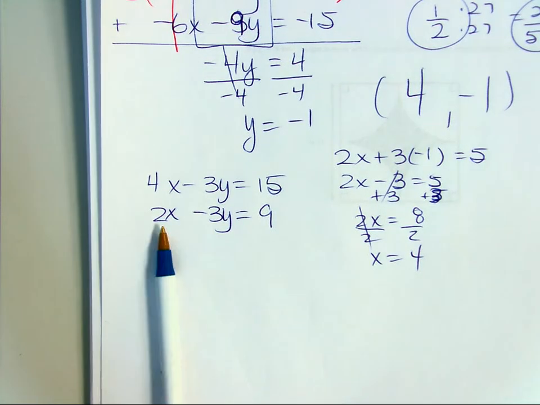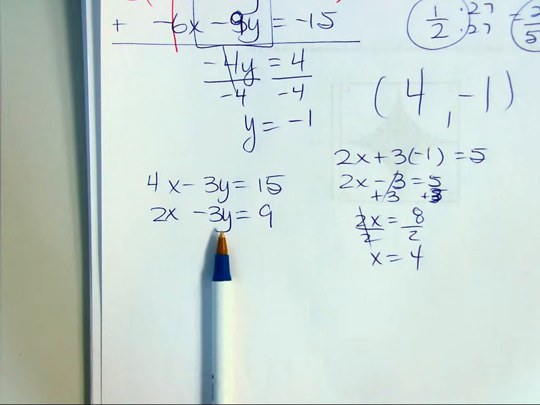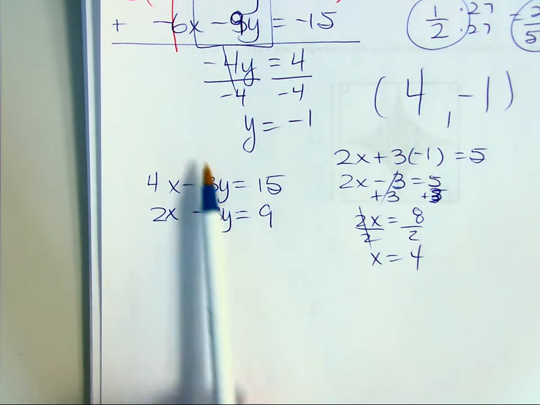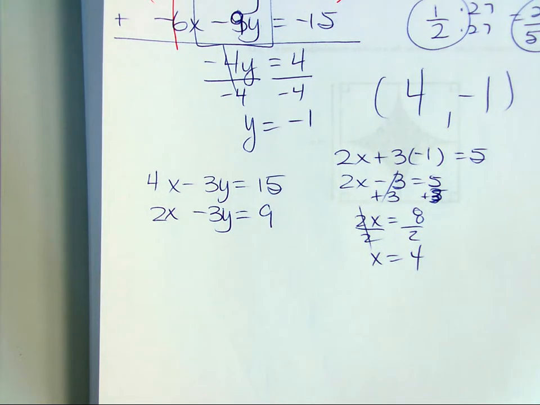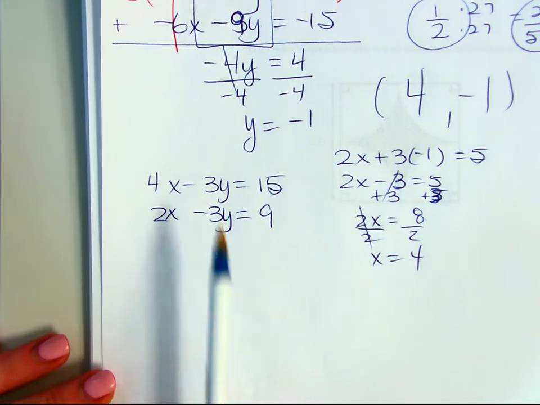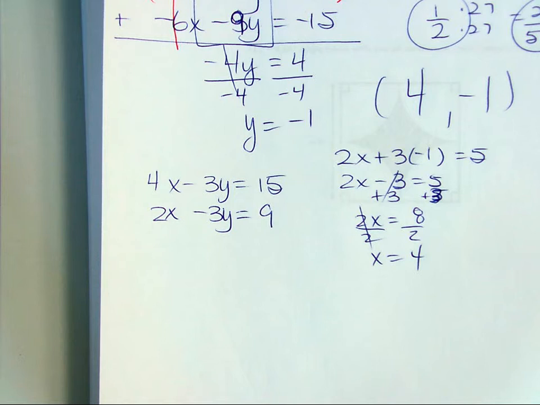If you want the y's to cancel, I would need to do what? They're pretty darn close. I just need one of those 3's to be positive. So I would multiply one of the two equations by -1, right? Good with that? Okay. What if I didn't want the y's to cancel? What if I wanted the x's to cancel? What would you do?